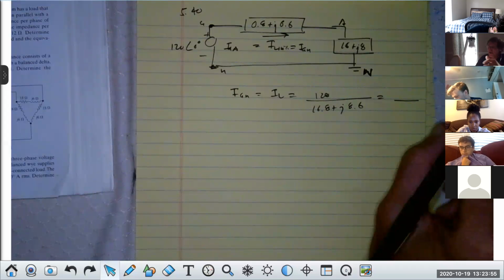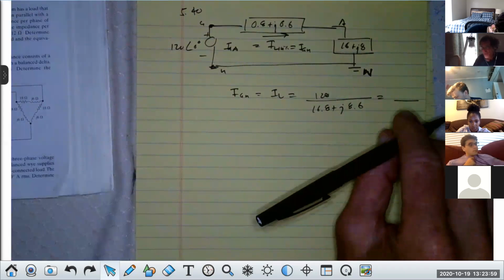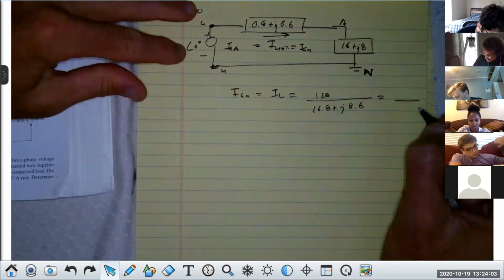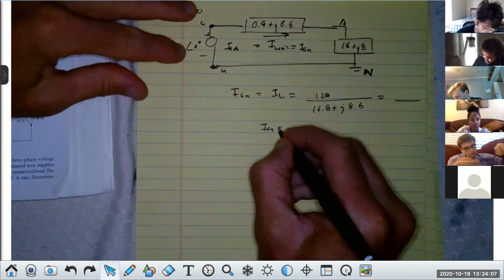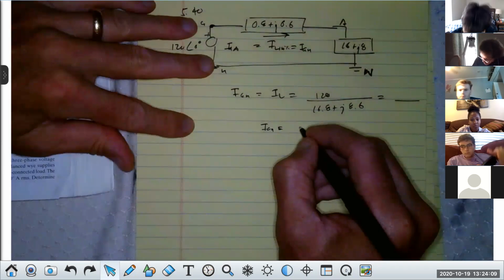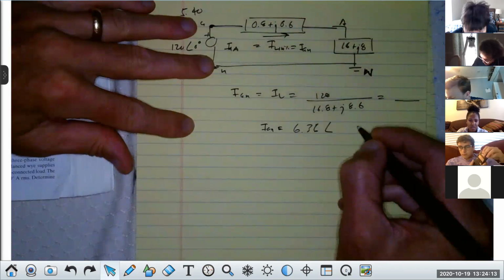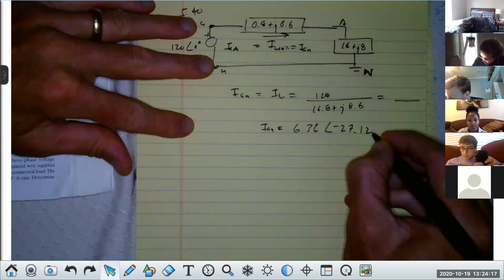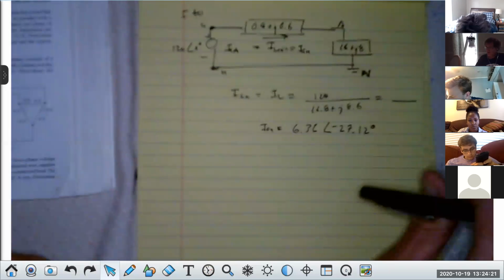I mean, I'll take it from anybody. If you want me to, I'll work it. I'm trying to get you to do these things in real time with me. 6.36. The angle is minus 27.12. Okay, slightly different magnitude, slightly different angle, but very close. Agreed?